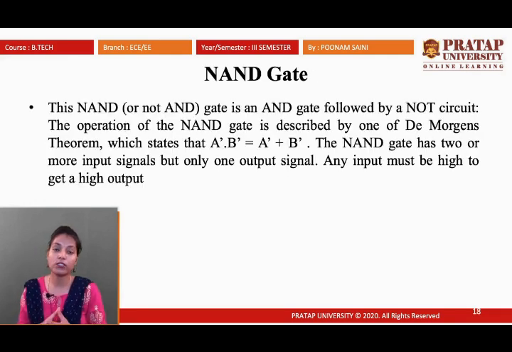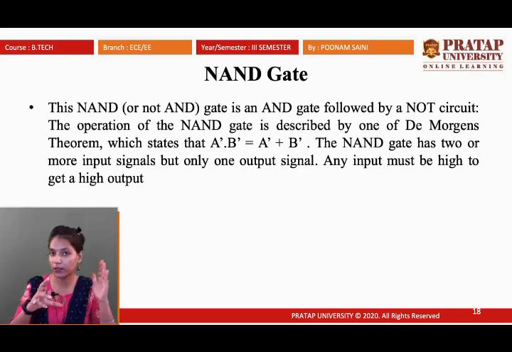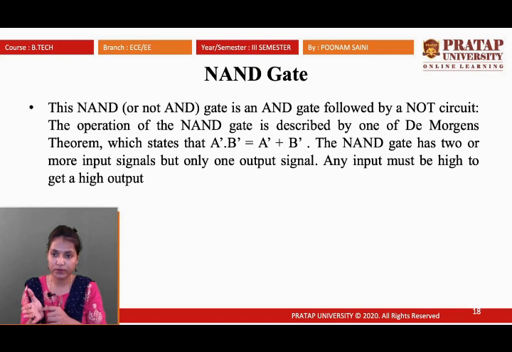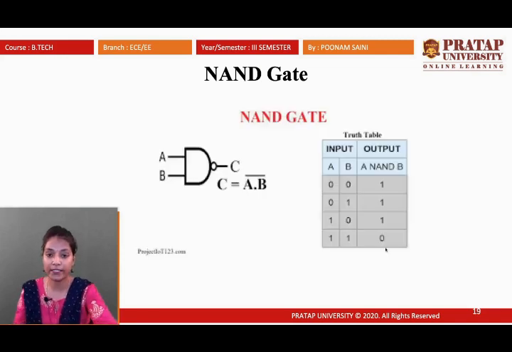First we will discuss the NAND gate. What is a NAND gate? A NAND gate is an AND gate followed by a NOT gate. That means the output of the AND gate goes into the inverter and is then converted into the NAND output. The NAND gate has two or more inputs but only one output. So you can see that in this NAND gate, C is equal to (A dot B) bar.